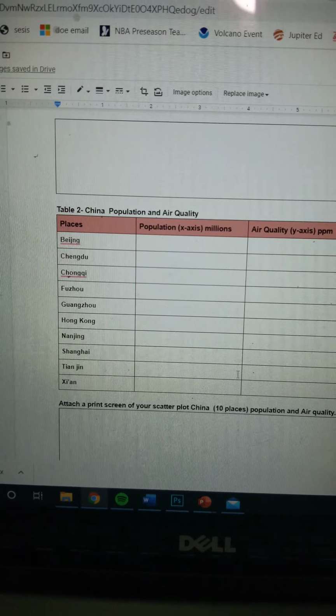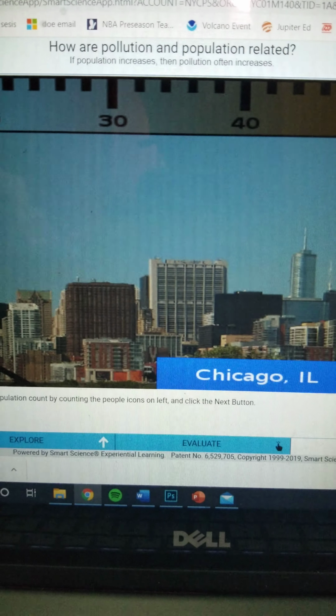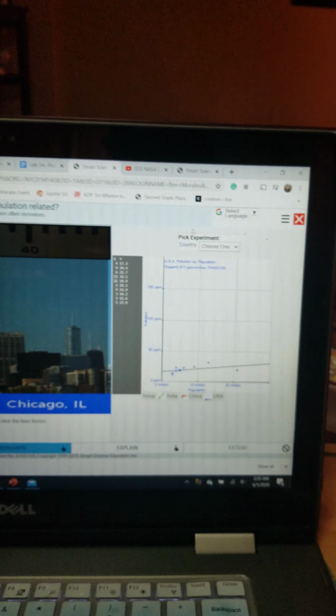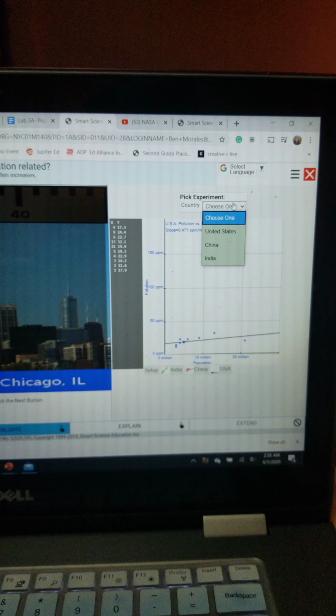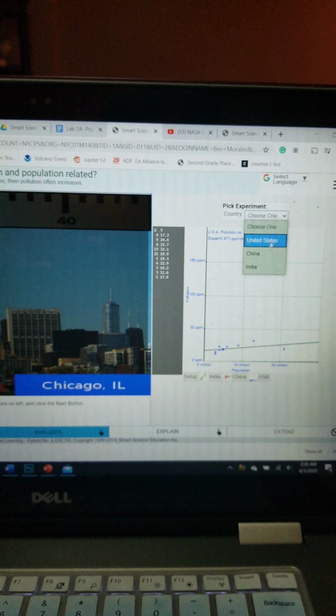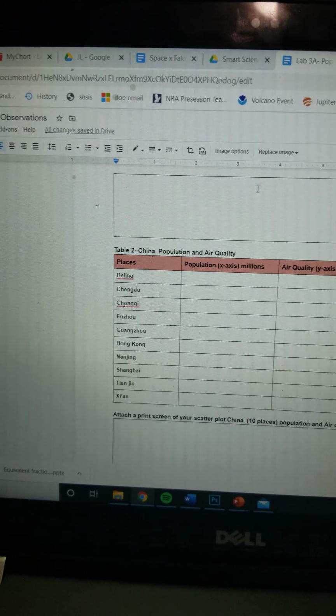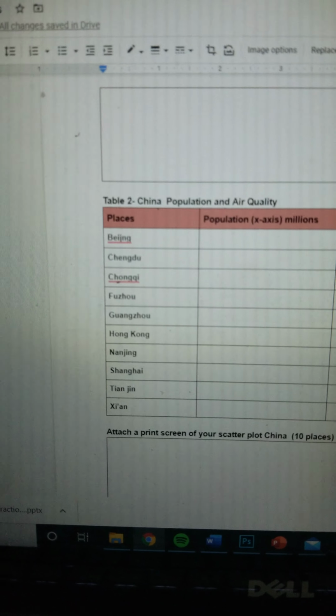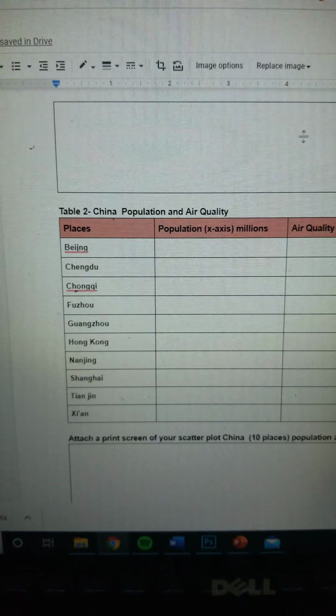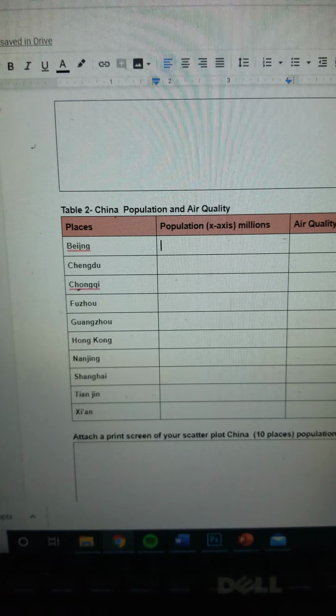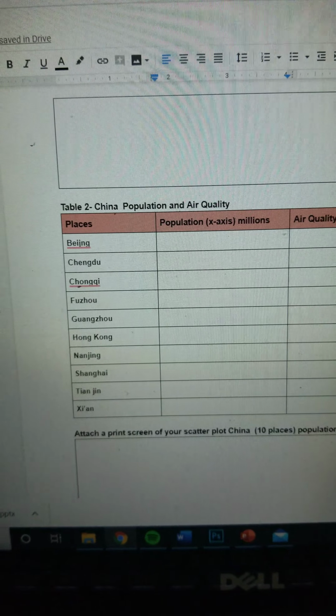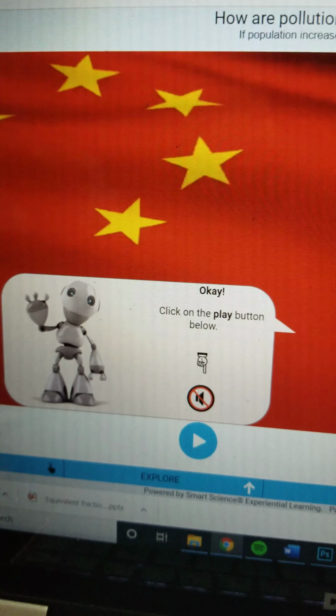I'm going to do the same thing for China. I'm just going to do 1. So you go back to the Smart Science website, go to pick an experiment right here, choose China. Now I'm looking at this table right here. Miss Sanabria already did the countries for you. So for the x-axis, you just need to write the population in millions. I'm switching back to Smart Science to see the numbers.